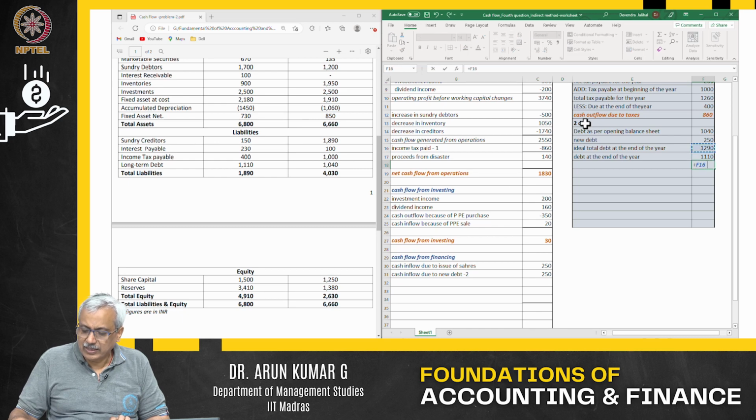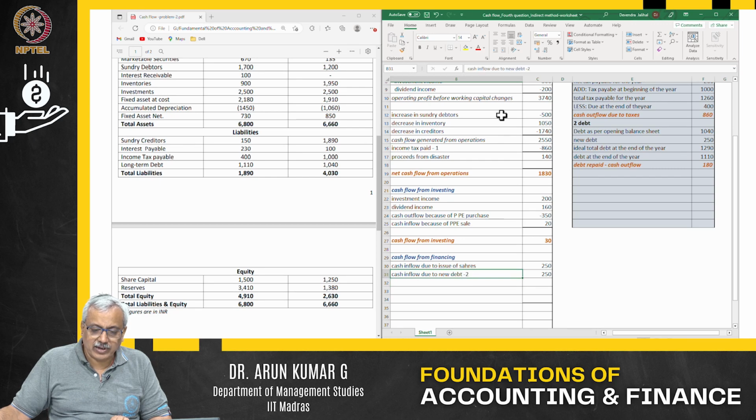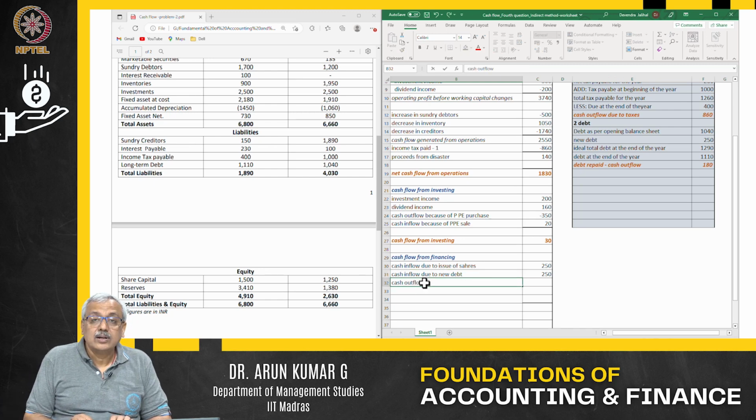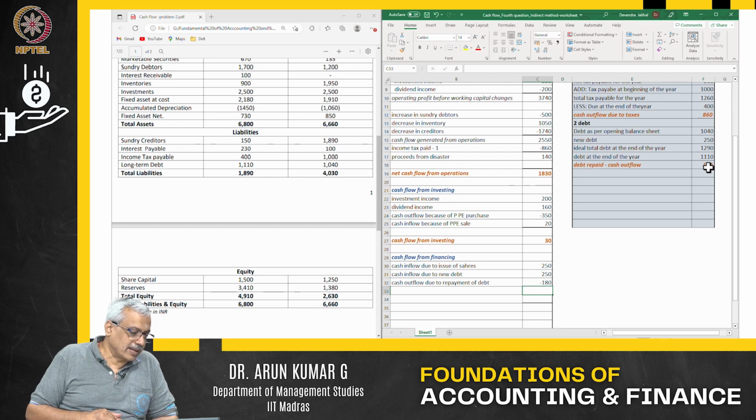That means what has happened? You would have ideally repaid. Debt repaid is 150. That is repaid, a cash outflow of 180. So, what happens in this particular case? New debt, I am sorry, not here. I would say that is debt cash outflow due to repayment of debt. This is the amount of money that is repaid in this particular case.